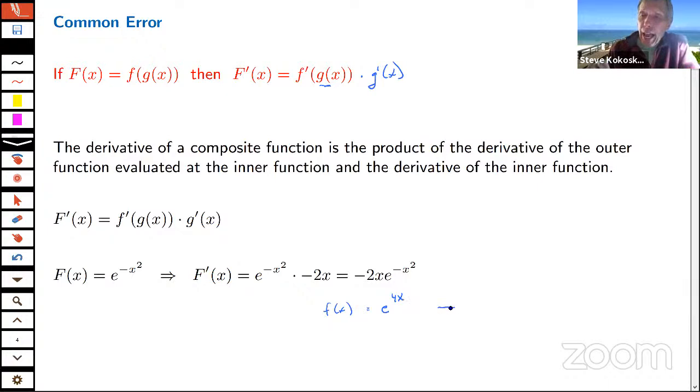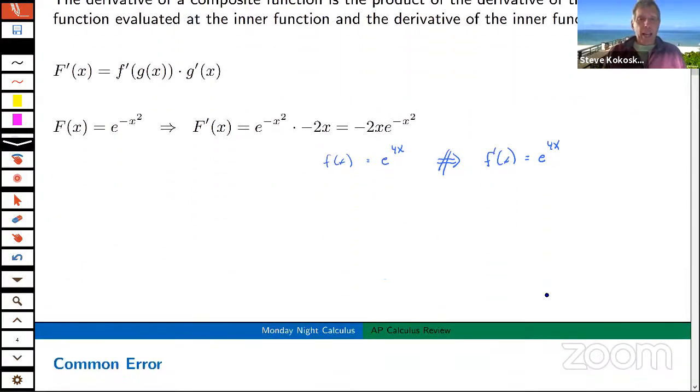But I would say that many students took the derivative of this function and just wrote it as e to the 4x because the derivative of an exponential like that is just e to the stuff, but you have to multiply times the derivative of the inner function, which is 4. So a very easy composite function, but the chain rule was not applied correctly. So let's try to remember that for next week.